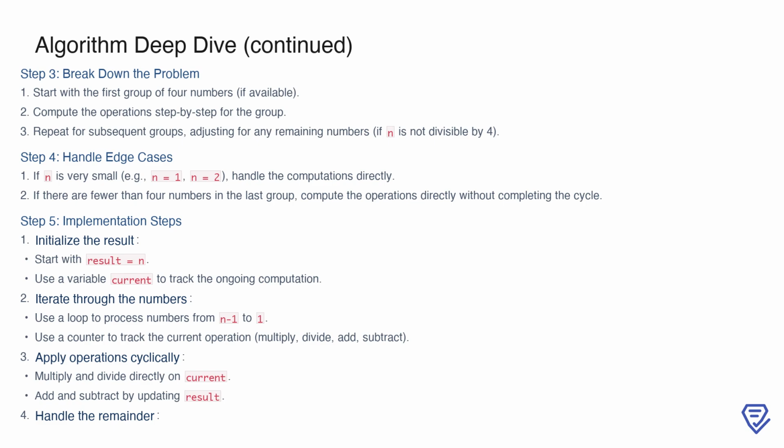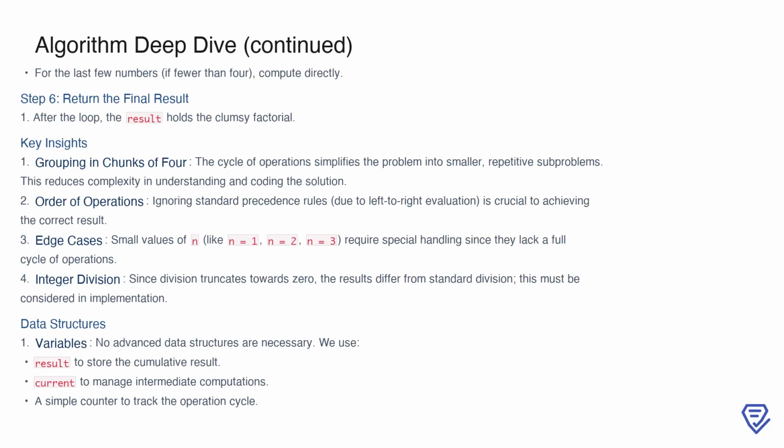The implementation begins by initializing the result with the value of n and setting up a variable to track intermediate computations. We then use a loop to process the remaining numbers in descending order, cycling through the operations as we go. Multiplication and division affect the intermediate value directly, while addition and subtraction modify the cumulative result. Finally, any remaining intermediate value is added back into the result to complete the computation. When fewer than 4 numbers remain at the end of the sequence, the operations are applied directly to them. After processing all the numbers, the cumulative result will hold the value of the clumsy factorial.